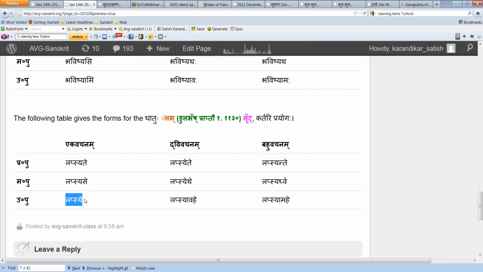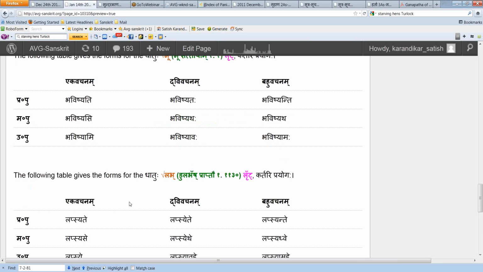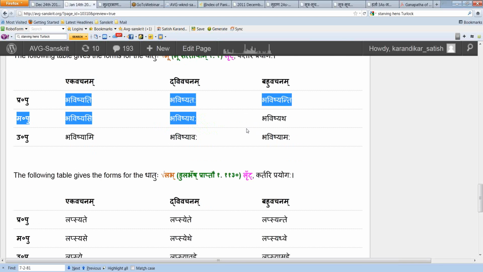Same steps as in labhe, in lapsye. Then lapsyavahe, lapsyamahe, ato dirgho yei, which we just saw. And then of course titatmane padanam tere. So the good news is that once we form the angam, whether it is bhavishya or lapsya as the case may be, then the remaining is just the same template as in the latlakara.